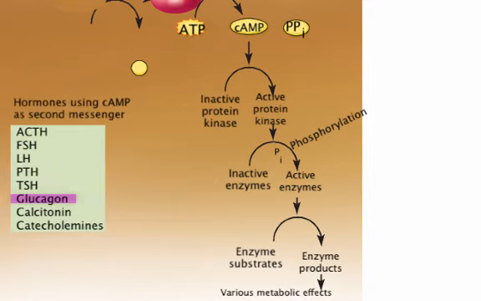For example, glucagon is a hormone that raises blood sugar levels. The enzymes will result in the breakdown of glycogen, the storage form of glucose, into the bloodstream.